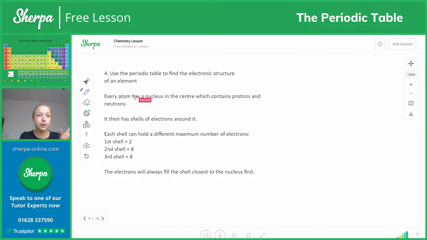So a little bit of recap from what I've already discussed. Every atom of an element has a nucleus in the middle. Draw this out again. So we've got a nucleus here, and inside the nucleus are protons and neutrons. And then we've got our electron shells. And if you remember, the number of shells that we've got is determined by which period or which row of the periodic table an element is found in. So each shell can hold a different maximum number of electrons. So the shell closest to the nucleus, it can hold 2 electrons.